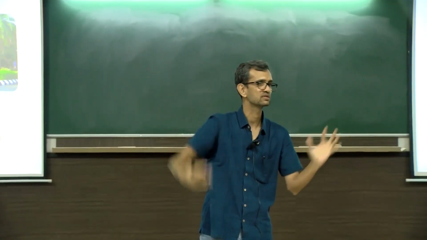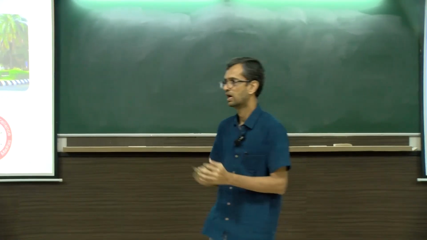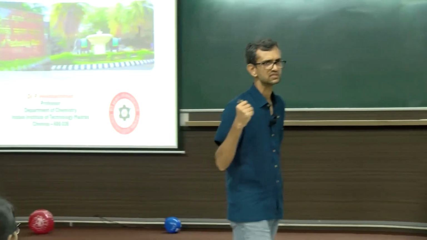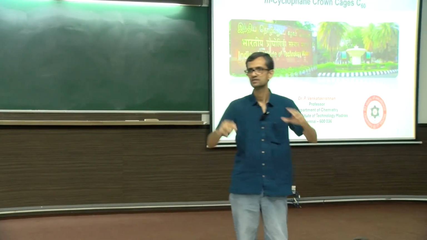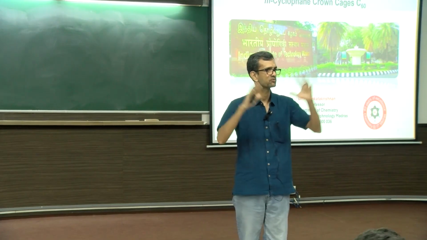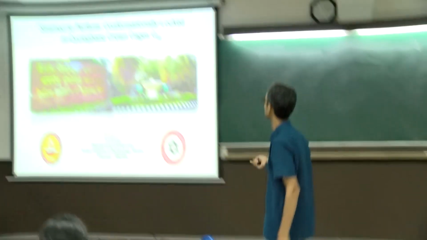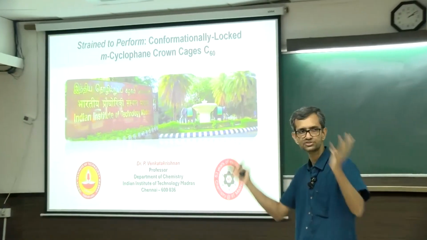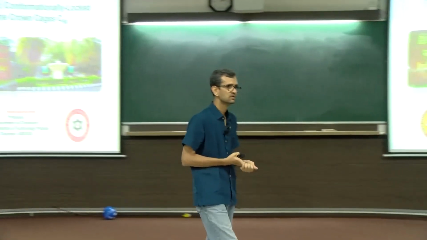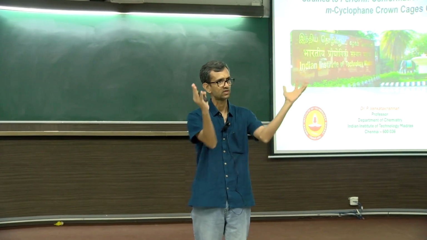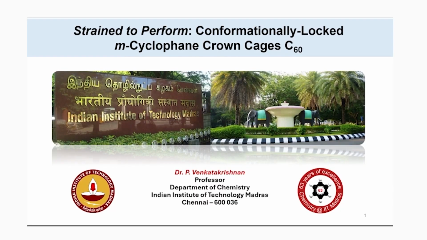So the moment you say crown, there is a void in between, right? There is a space in between. And that cage is actually C60. Most of you are aware of C60, right? Yes, sir. That is a Buckminster fullerene. The shape of it is like a soccer ball, like a football. It's a spherically shaped aromatic hydrocarbon. And that we try to put in the space available within the cone shape of the molecule.